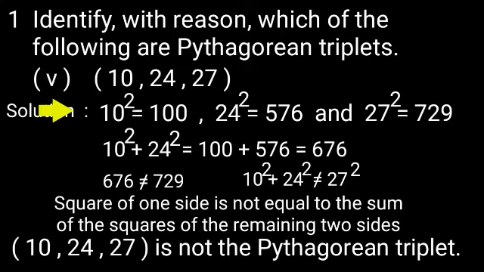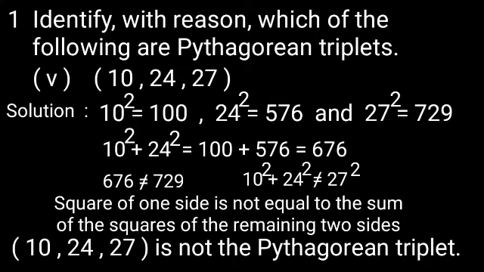First number 10. 10 square is equal to 100. 24 square is equal to 576 and 27 square is 729. Largest number is 27. 27 square is 729. Remaining two numbers 10 and 24.